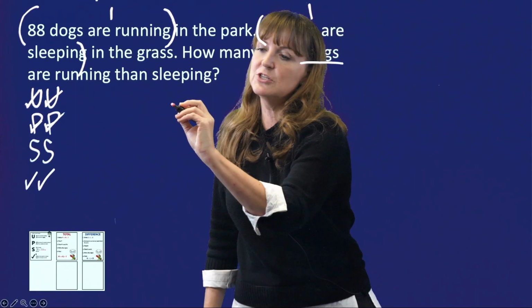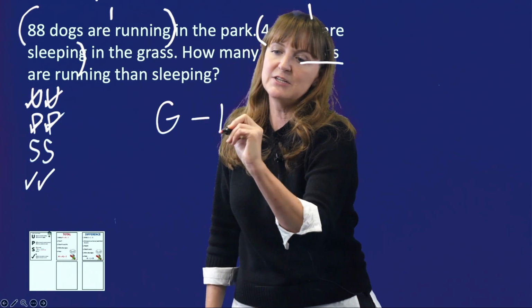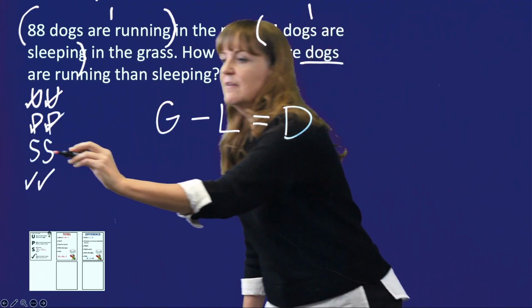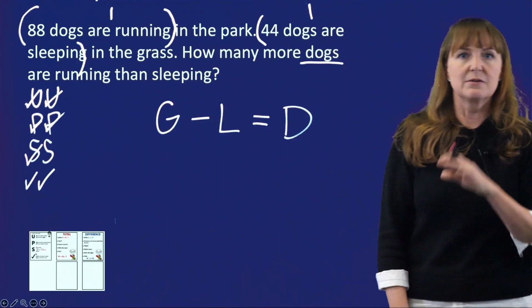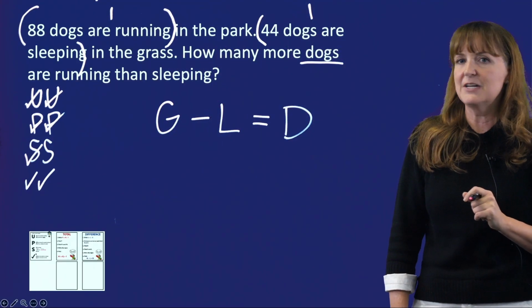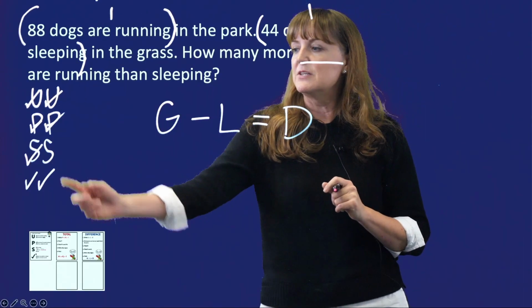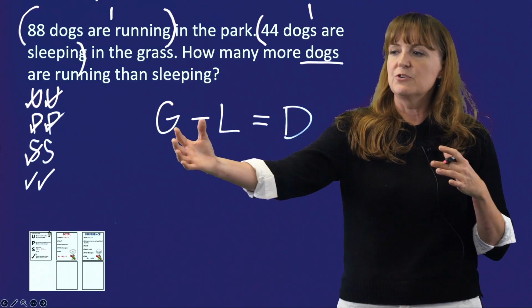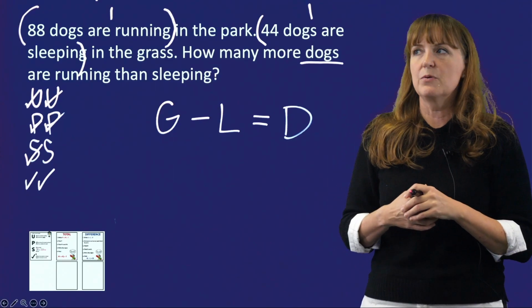As soon as I make that decision, I'm going to go ahead and write my difference equation, G minus L equals D. And I've made a choice about my schemas. I'm going to go ahead and check off that first S. Now it's time for me to solve this problem. I'm going to go back and reread this problem and try to fill in the information into this equation.